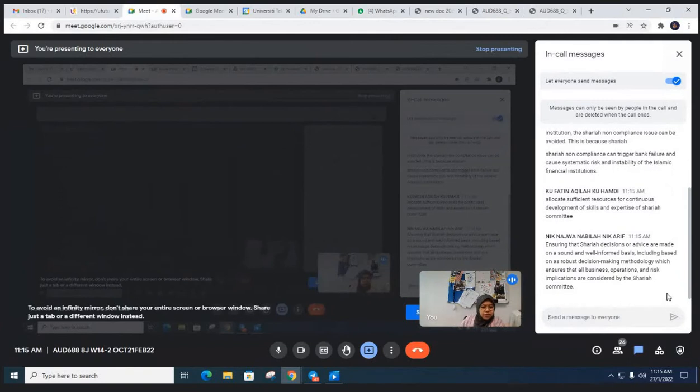Allocate sufficient resources for continuous development of skill and expertise of Syariah Committee. Boleh. Okay, good one. For training. Ensuring that Syariah decision or advice are made on a sound and well-informed basis, including based on robust decision-making methodology, which ensure that all business, operation and risk implications are considered by Syariah Committee. Okay, boleh.